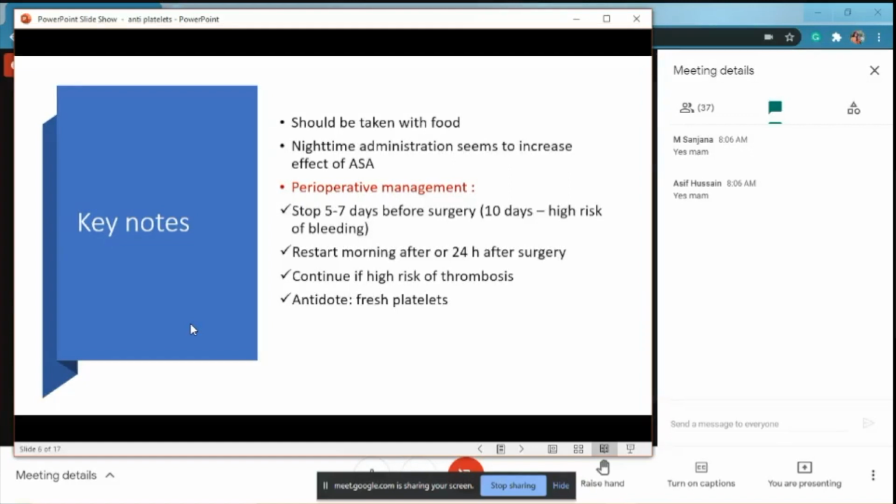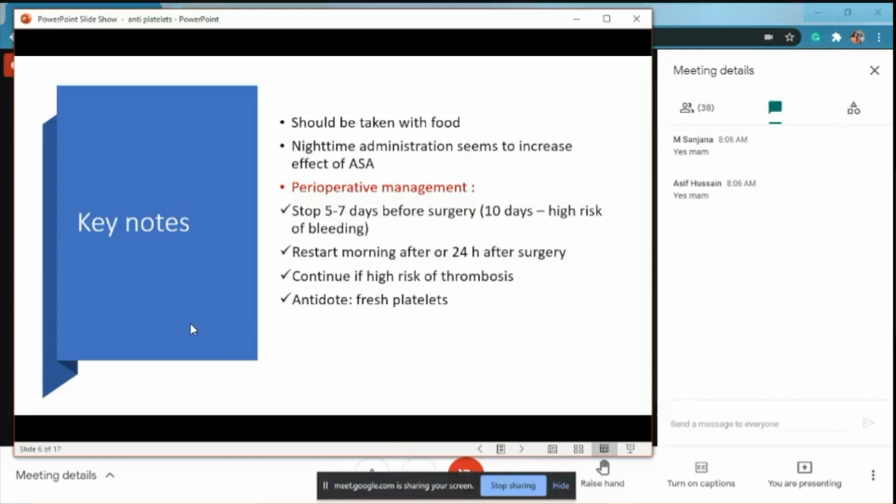If the patient has a high risk of bleeding, what are the reasons for high risk of bleeding? Let's say the patient is undergoing a surgery which can result in high bleeding risk. For example, a neurovascular surgery, or if the surgery is related to neurology, or something like open heart surgery, CABG, right? Those are the high risk bleeding surgeries. So in those cases, we have to hold the aspirin 10 days before the surgery.